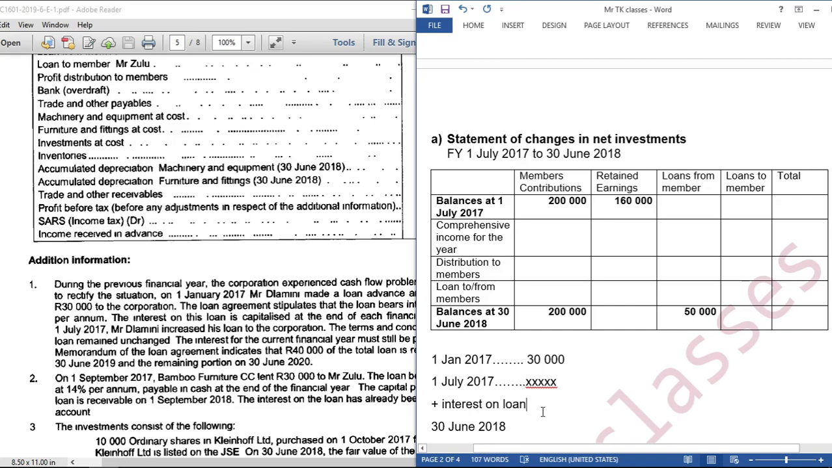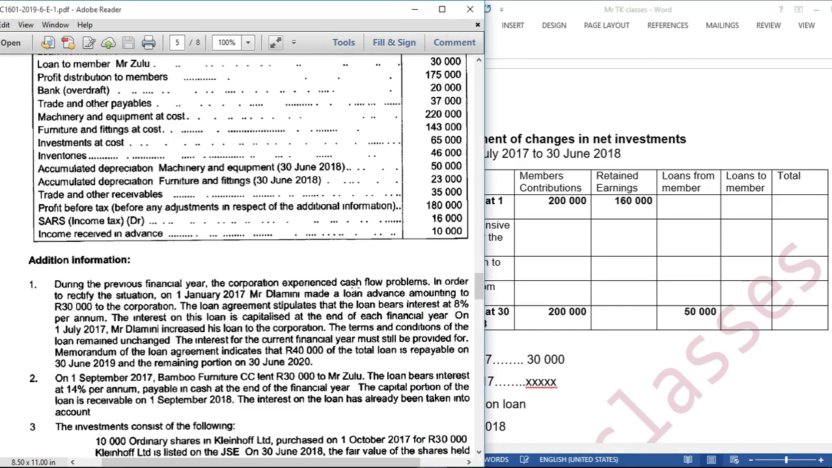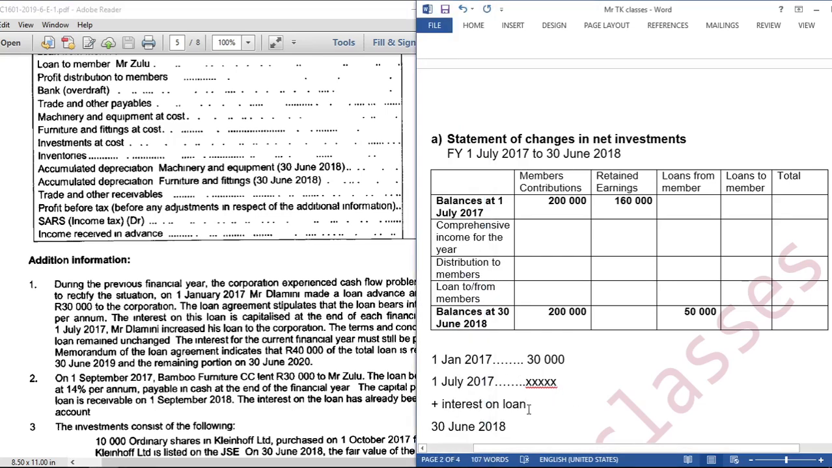But this interest on loan that is going to be added back, what are they saying about it? The interest for the current financial year must still be provided for, which means that this interest was not added. And we are seeing an amount that we are given here, which is 50,000. Right? We are seeing the amount that we are given here, which is 50,000, this one.